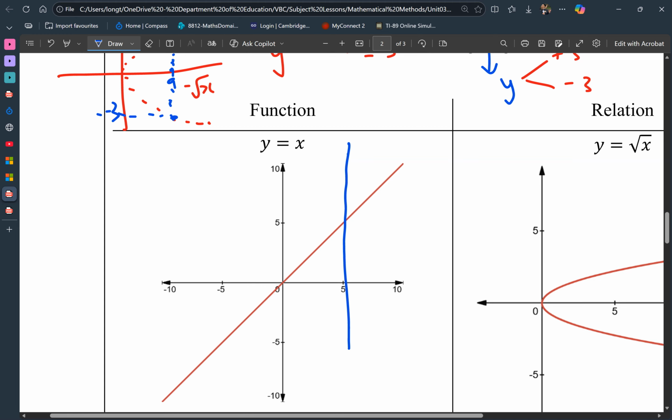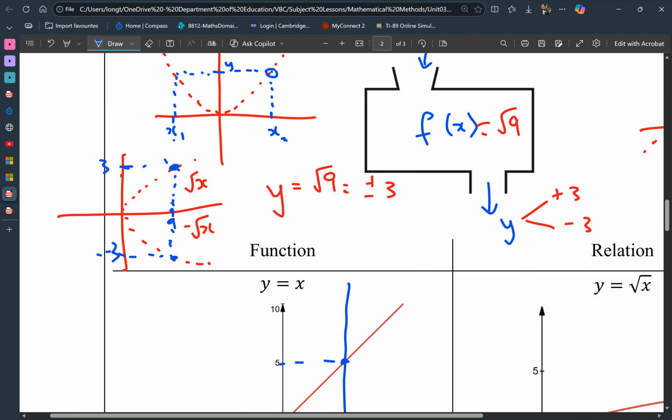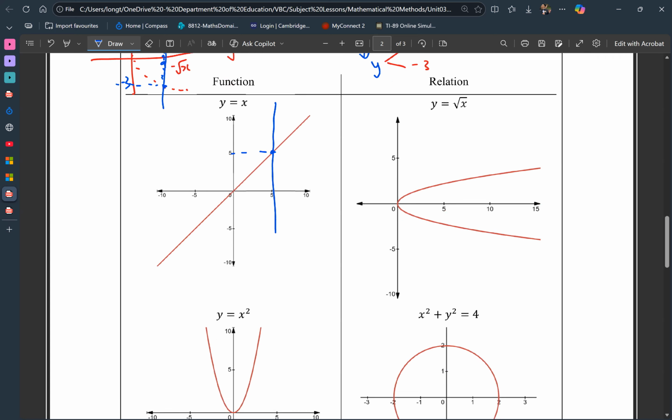Because when you do a vertical cut, you're testing that for one x, there's only going to be one y value. Whereas this one, if I did a vertical cut, can you see when I do a vertical cut here, it cuts twice. If it cuts twice, I'm going to have two y values. That's why we do a vertical line test, to see if it's a function. If it cuts twice, it means you've got two y values, not a function. So for all of these, if you want to know if it's a function or not, we do a vertical line test to figure out that definition.